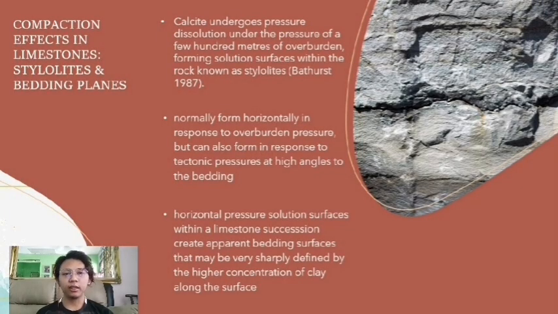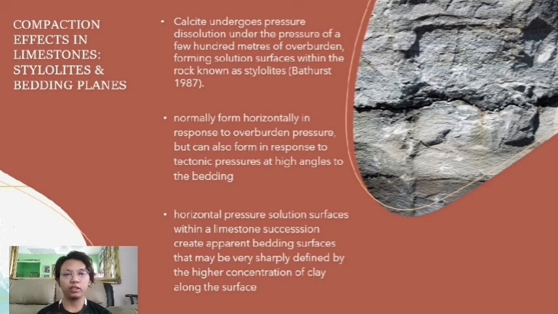Compaction effect in limestone. Calcite undergoes pressure dissolution under the pressure of a few hundred meters of overburden, forming solution surfaces within the rock known as stylolites, according to Buxton, 1987. Stylolites are usually highly irregular solution surfaces. They are picked out by concentrations of clay, iron oxide, and other insoluble components of the rock.